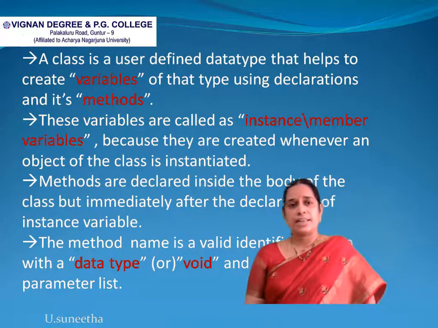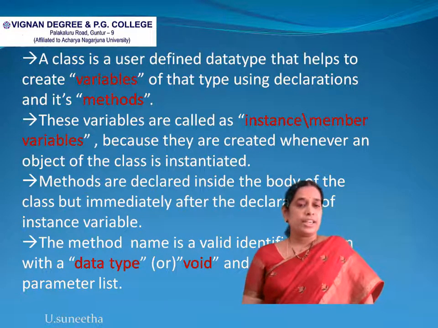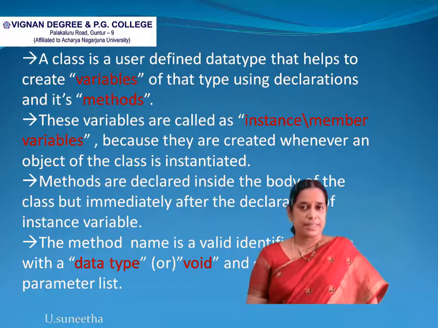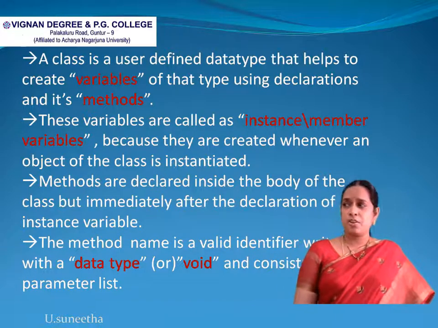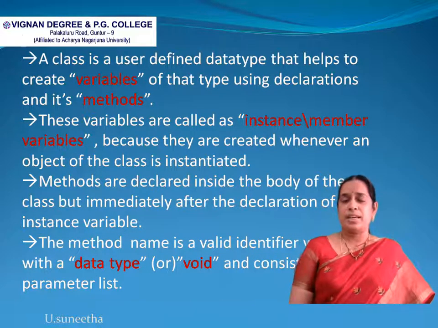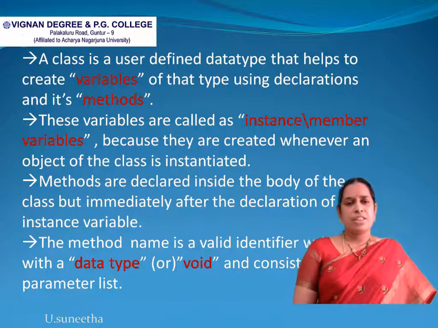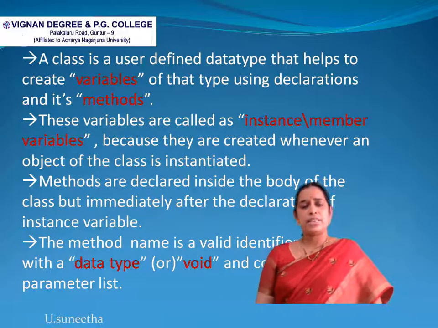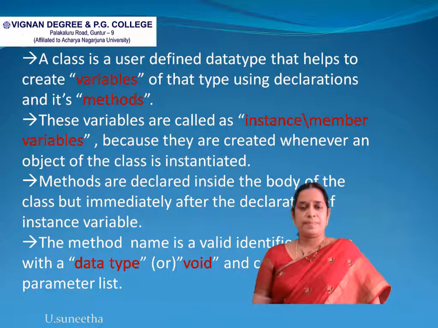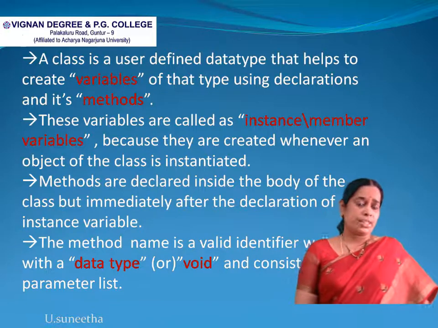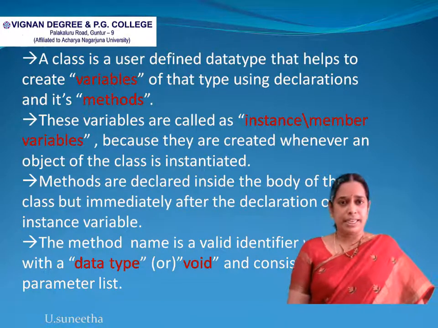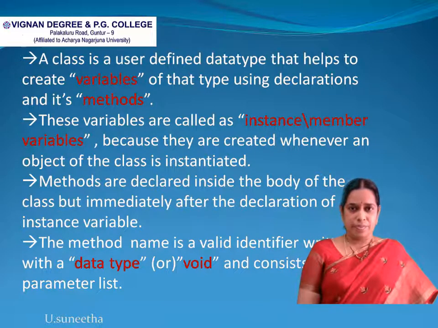First of all, what is a class? A class is nothing but a user-defined data type that contains variables and methods. Here, variables are also called instance variables and methods are also called member functions. Methods are generally written inside the class after the variable declaration. And what is the syntax for writing the method? First, for the method, we have to write the method header. Then only the body has to be written.